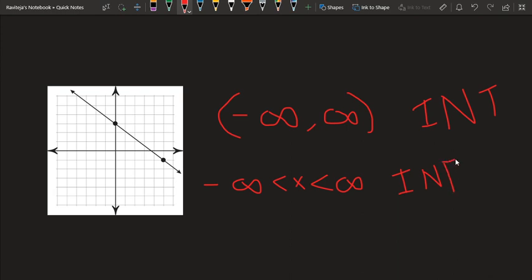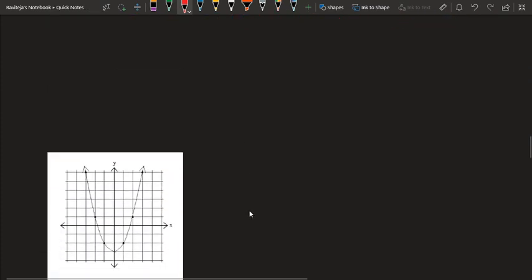It is important to note too that there are only closed circles in between these lines. There's a closed circle on 5 and there's a closed circle on 0. So we know that 5 and 0 are also included as x values. Okay, let's move on to this.